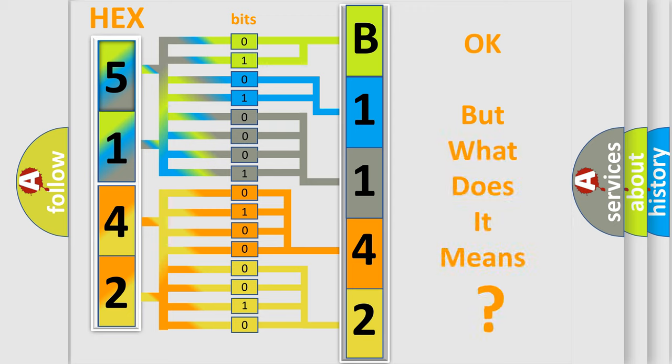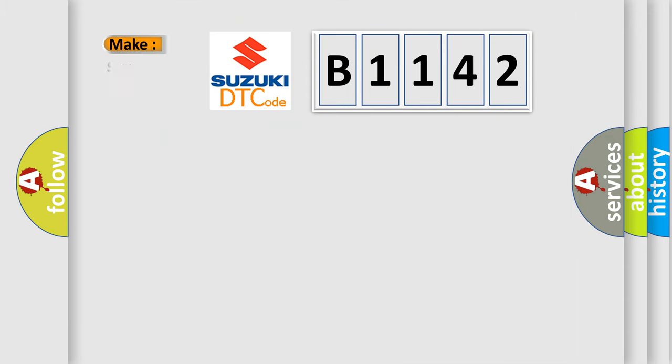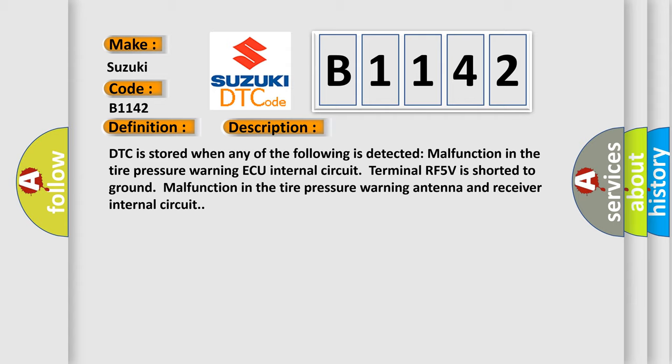The number itself does not make sense to us if we cannot assign information to what it actually expresses. So, what does the diagnostic trouble code B1142 interpret specifically for Suzuki car manufacturers? The basic definition is receiver error. And now this is a short description of this DTC code.